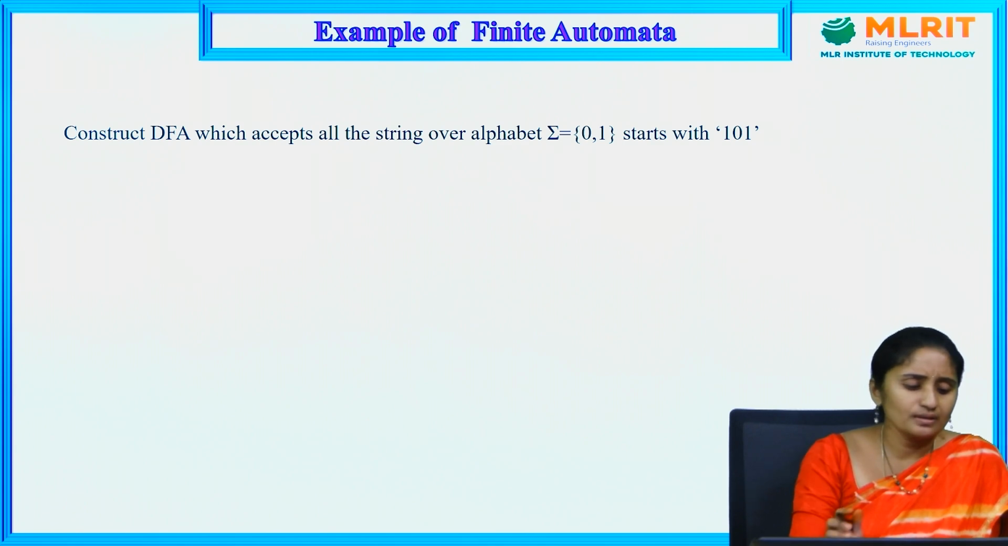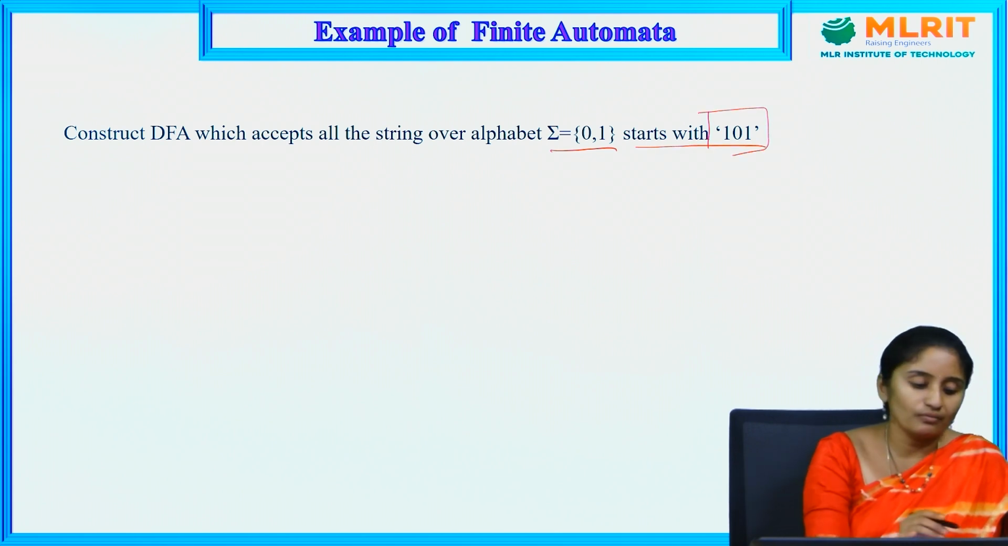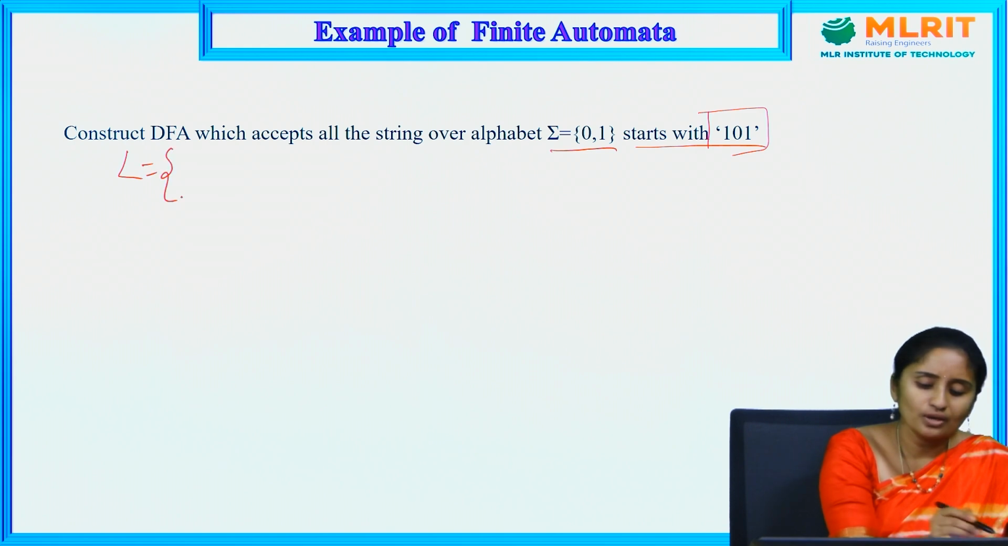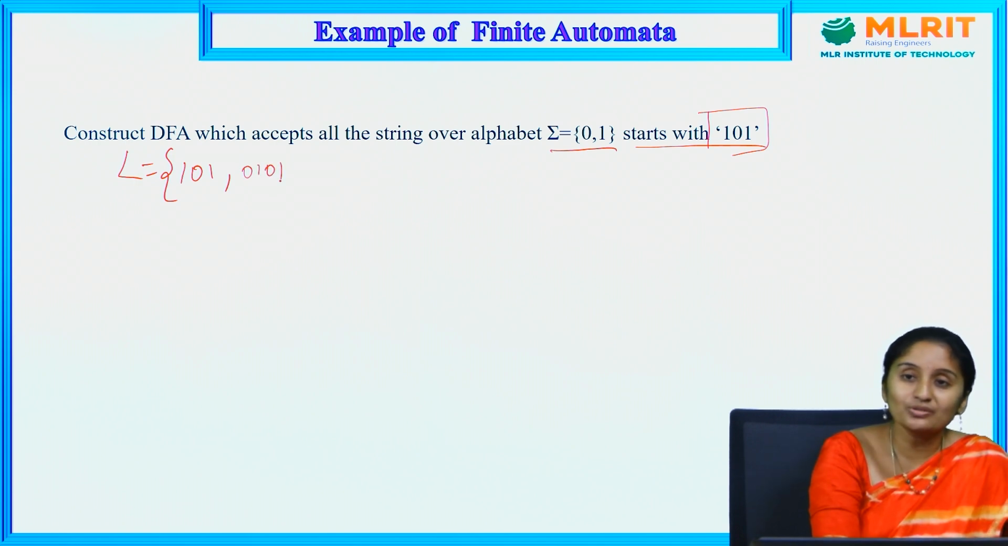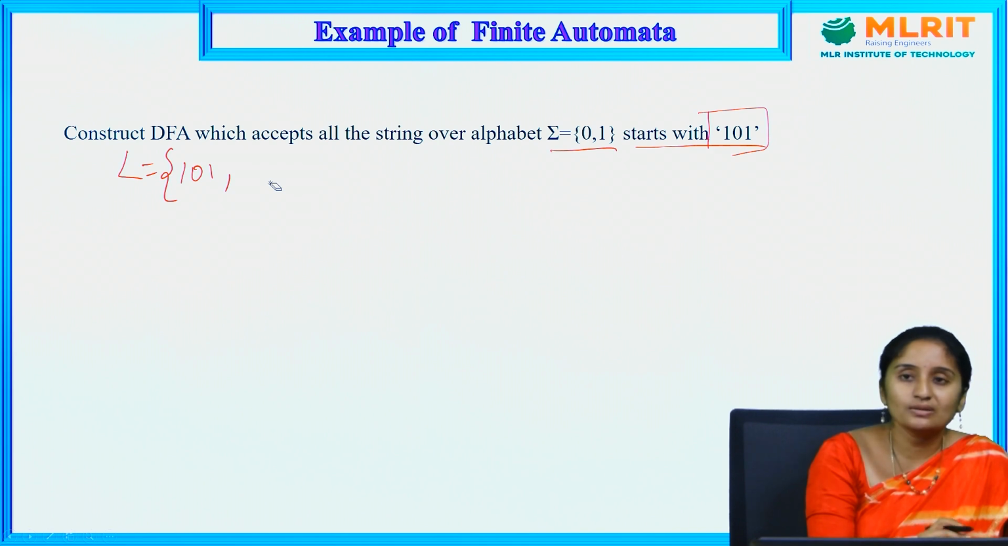The next one is: construct a DFA which accepts all the strings over alphabet 0, 1 that start with 101. So in our language, the string should start with 101. Let me construct the language. First I have 101. I cannot take 0101. Why? Because the string should start with 1 followed by 0 followed by 1, and it should not start with 0. So this is not accepted.